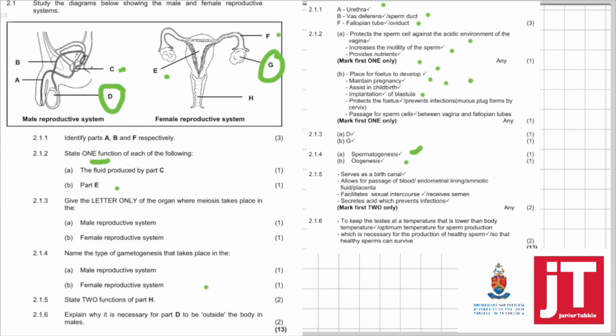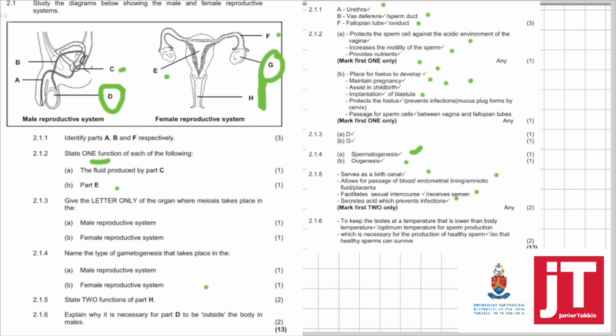215. State two functions of part H. Part H is the vagina. It serves as a birth canal, allows for menstrual blood, endometrial blood, amniotic fluid, placenta to come out, receives semen, facilitates sexual intercourse, and secretes acid, which prevents infection. Again, make sure you know your two answers. If there's something you don't know here that's new to you, write it in your notes, make sure you learn it.